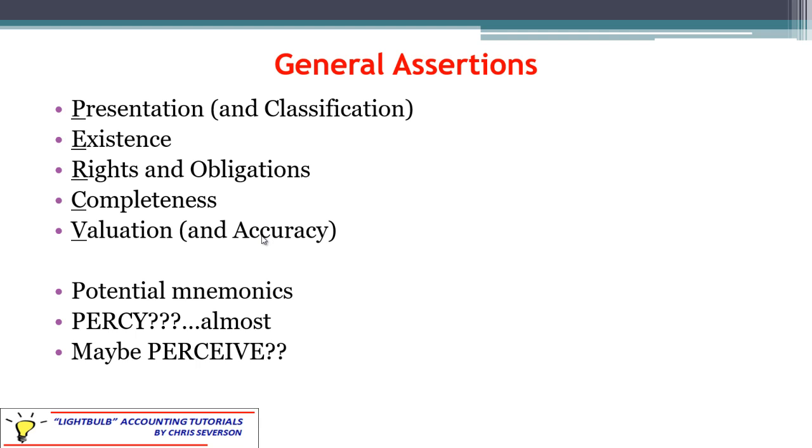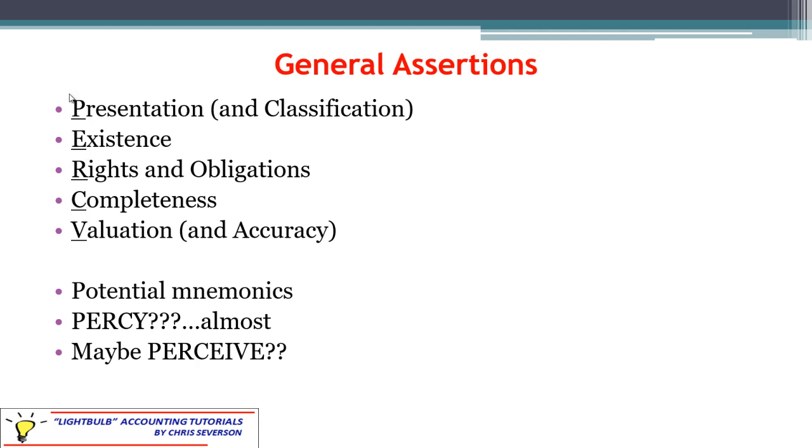So the general assertions, I said there were 5 of them, and they're pretty straightforward. You're going to see a lot of duplication, a lot of carryover between these and those other classifications of assertions. And this is the only one I was able to really come up with a mnemonic, and I can't take credit for that myself. This is the one I learned way back in my first auditing course. Although when I took the CPA exam review, they did go through some of the others a little bit. They had some other mnemonics. I'm not going to copy all of that, obviously, but these are the ones I first learned. So PERCV.